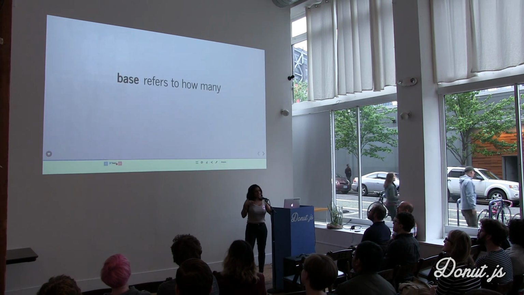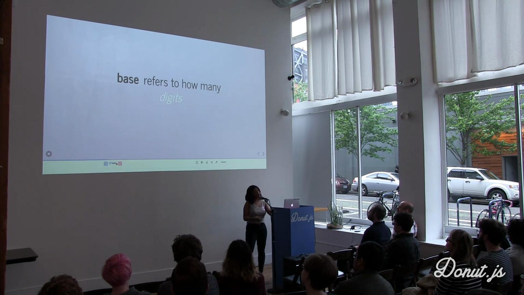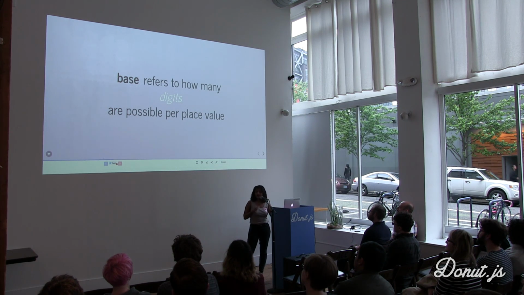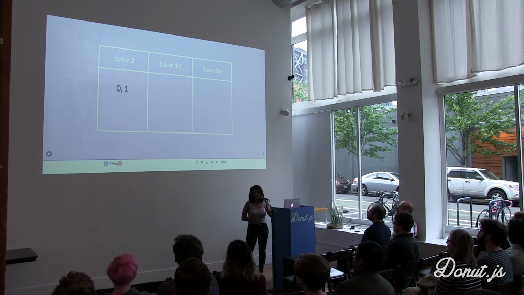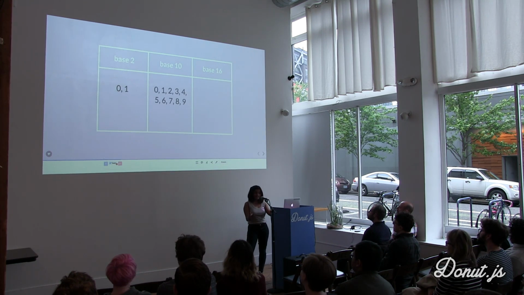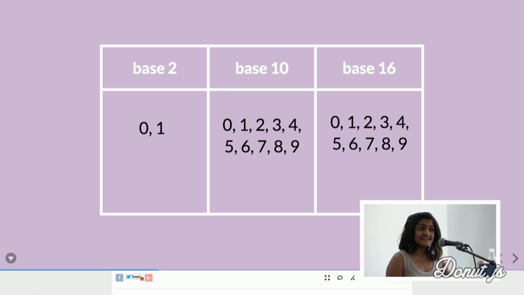So when we say base 2 or base 10 or base 16, what we're really referring to is how many digits are possible per place value. So let's start simple. Base 2, 2 possible digits per place value. We can use the number 0 or 1 to represent a single digit. Okay, let's kick it up a notch. Base 10, 10 possible digits. 0, 1, 2, 3, 4, 5, 6, 7, 8, 9. Base 16. Okay, we need 16 digits. Well, we have 10. We got to come up with 6 more.